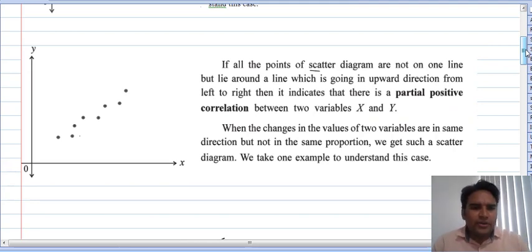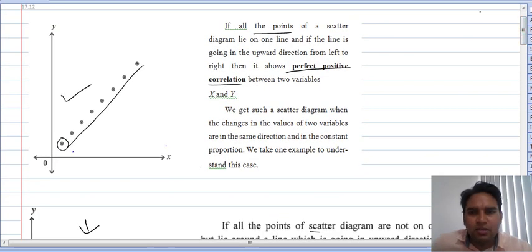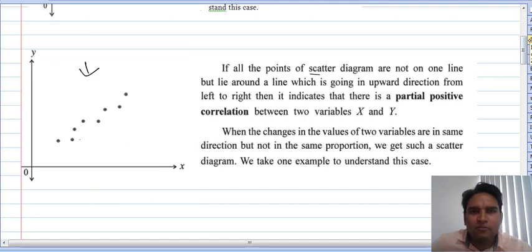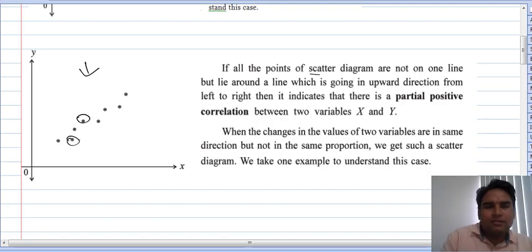Now you can see the second image, right? You can see dots are there on the graph, but they are not in the straight line that we saw in the previous one. In the previous one all the dots are in the perfect line, but here the dots are not in the line. That means some are here, some are here, some are here. So yes, the line is going upward, but the dots are not on the line.